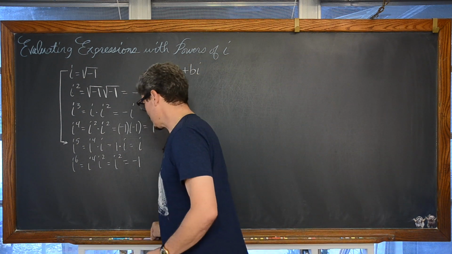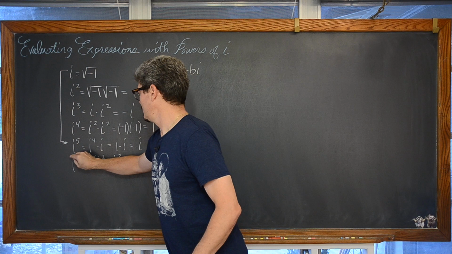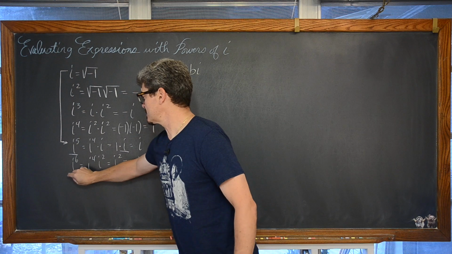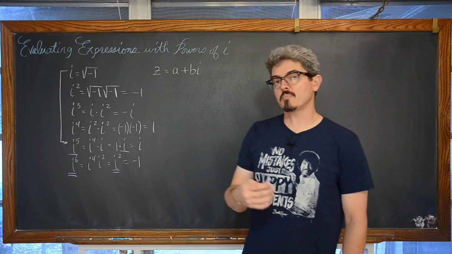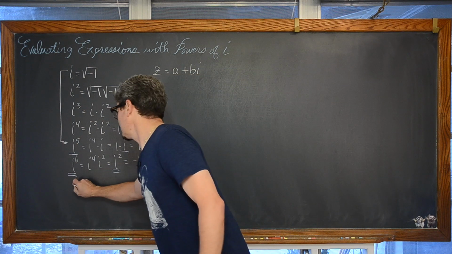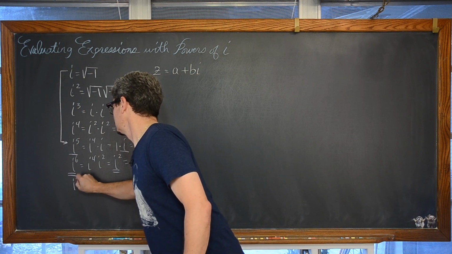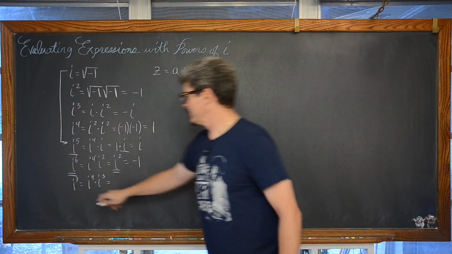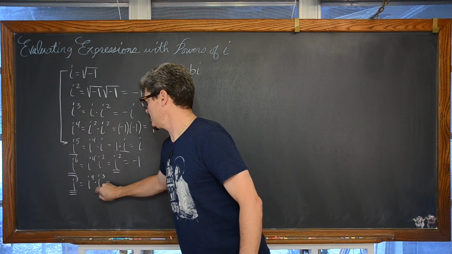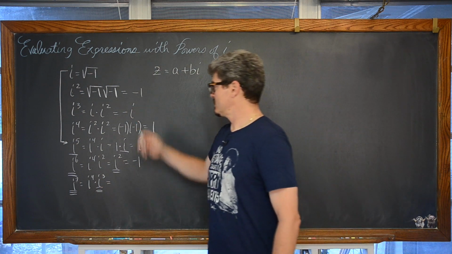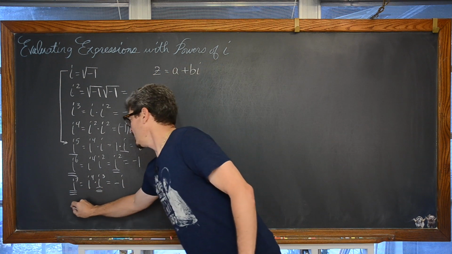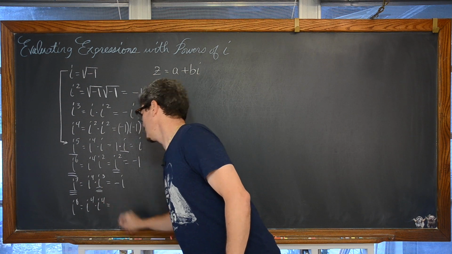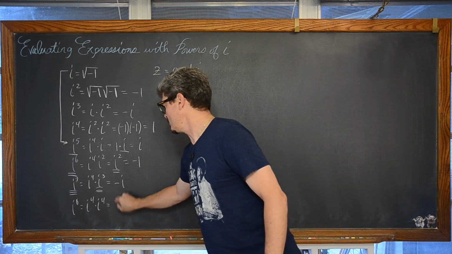And I want to focus on this relationship here, that i to the 5th is basically the same as i to the 1st. i to the 6th is the same as i to the 2nd power. If we look at i to the 7th, well then that's i to the 4th times i to the 3rd. So i to the 7th is the same as i to the 3rd, which means we're looking at just negative i. And then i to the 8th is equal to i to the 4th times i to the 4th, which is equal to 1 times 1, which is equal to 1.